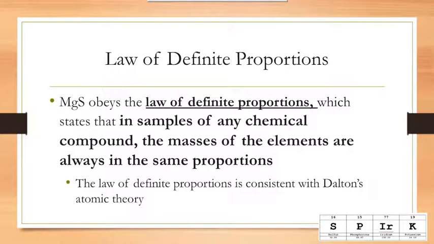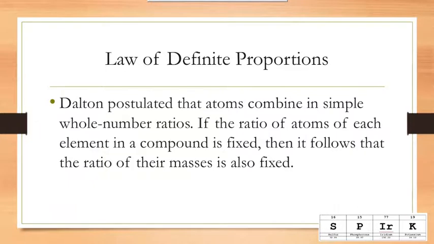The law of definite proportions is consistent with Dalton's atomic theory, because Dalton postulated that atoms combine in simple whole number ratios. If the ratio of atoms of each element in a compound is fixed, then it follows that the ratio of their masses is also fixed.